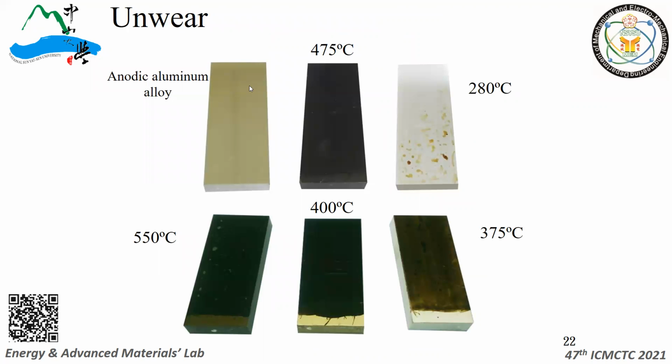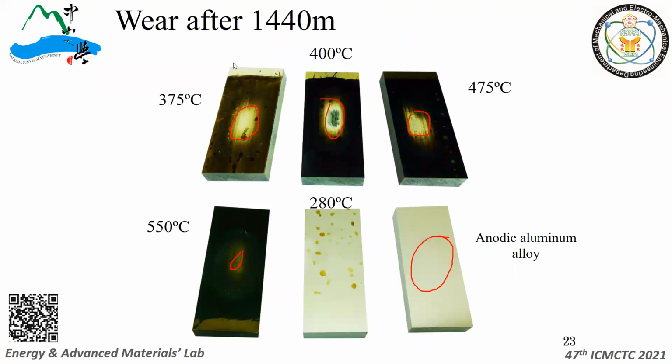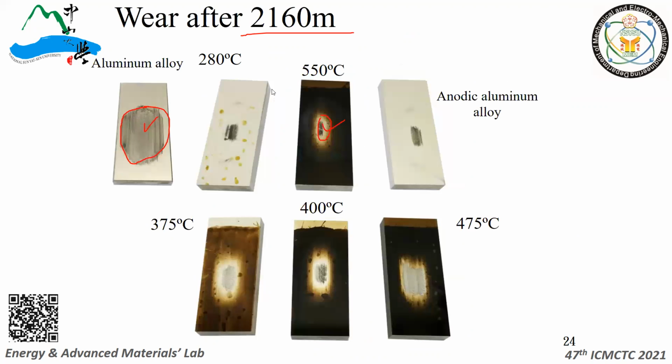This shows the pictures of this coating before wear, and this picture shows the sample after wearing at 1,440 meters, so we can see the difference of the wearing area. For the longer wearing distance, you can see the larger area. You can compare this aluminum alloy and the sample pyrolyzed at 550. You can see the difference of the wearing area.